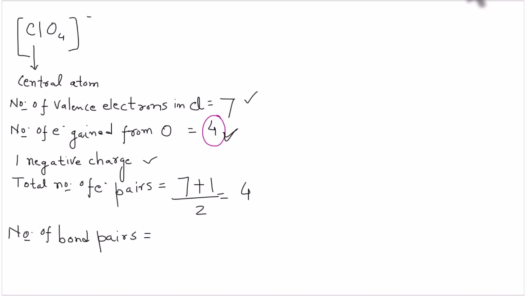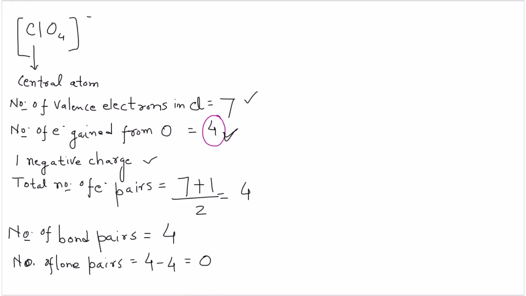Here we cannot ignore everything because in a double bond we have 1 sigma bond and 1 pi bond. So the number of bond pairs from O4 will be 4, because each of them has 1 sigma bond. And then the number of lone pairs: how many lone pairs can we have? The total number of electron pairs is 4, minus bond pairs 4. So there are no lone pairs.